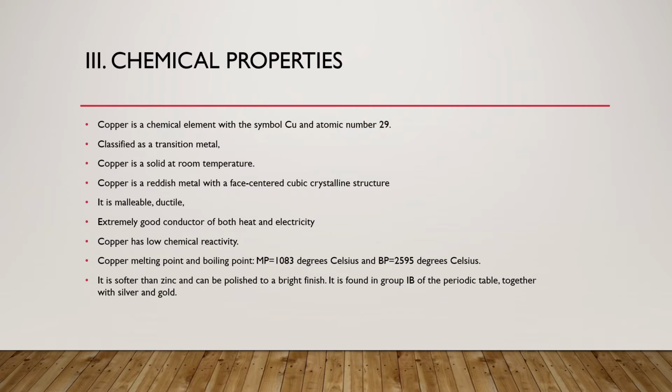Chemical properties. Copper is a chemical element with the symbol Cu and the atomic number 29. Classified as a transition metal, copper is a solid at room temperature. Copper is also a reddish metal with a face-centered cubic crystalline structure. It is very malleable and very ductile.